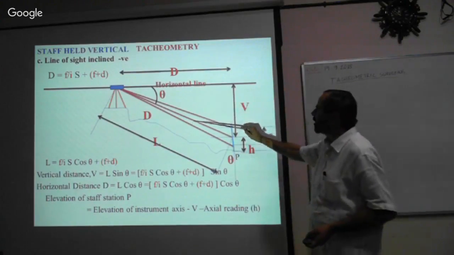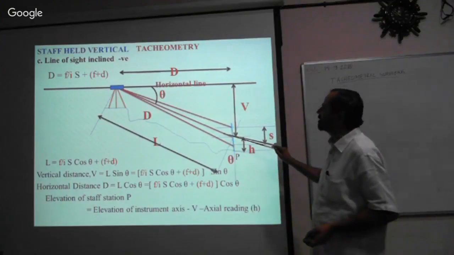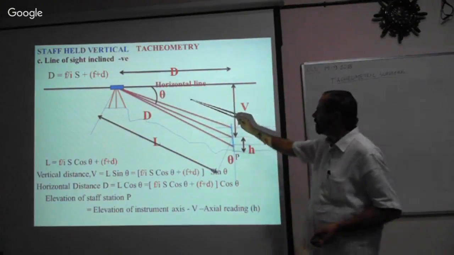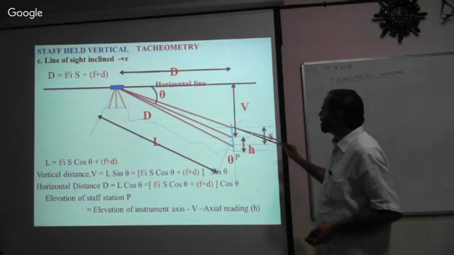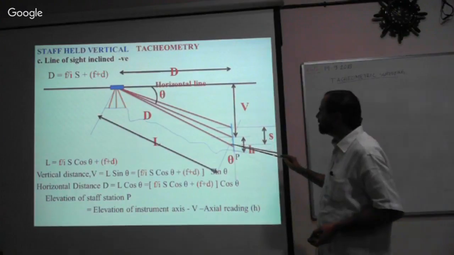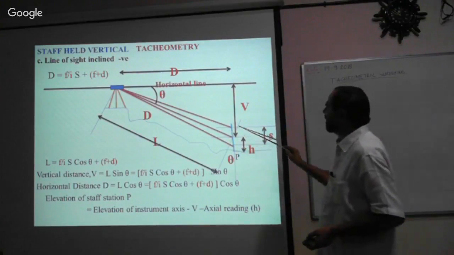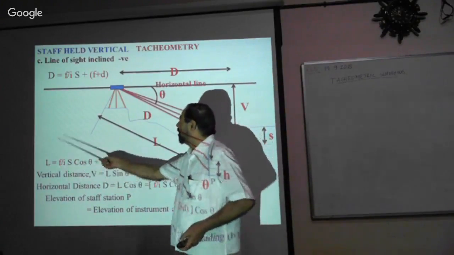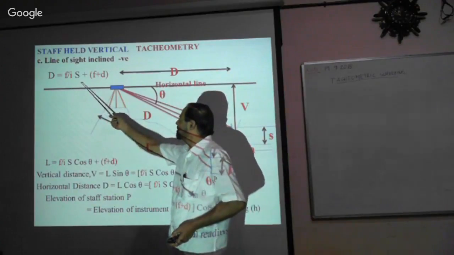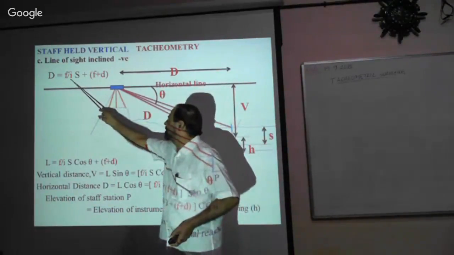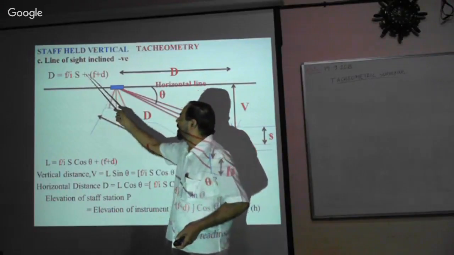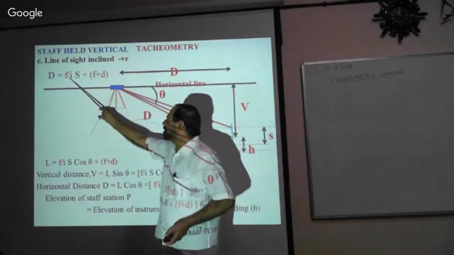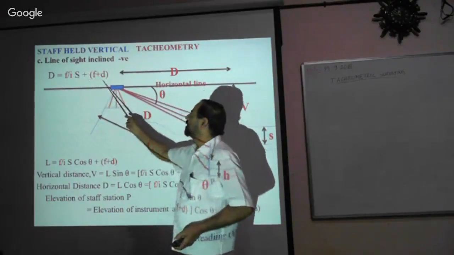This is theta. It is perpendicular to the line of sight, therefore this theta is equal to this theta. If we handle this triangle, we will get the inclined line from here to here. After obtaining the inclined line, in place of S, it is S cos theta. In the previous normal case, D is equal to the multiplying constant times the staff intercept plus the additive constant.